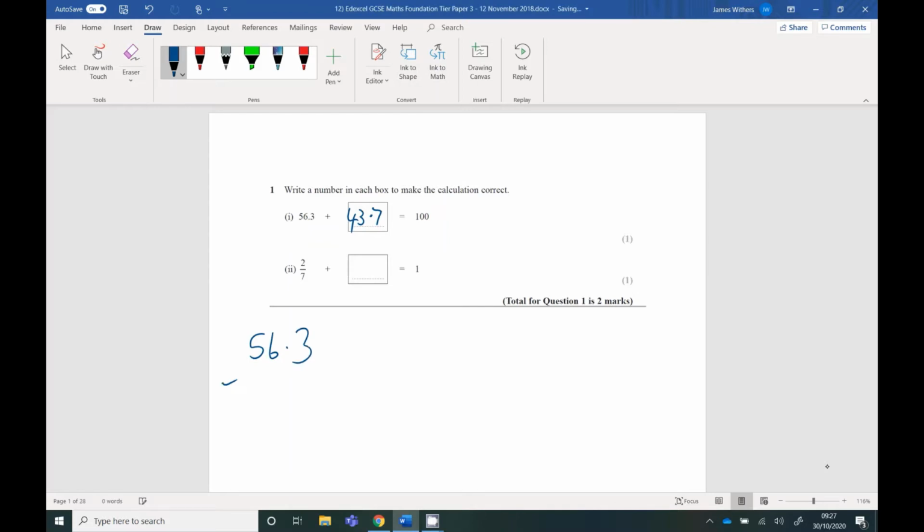56.3 added together with 43.7. 3 and 7 is 10, so 0 carry the 1. 6, 7, 8, 9, 10. And 5 add 4 and 1 is 10, so we do indeed get 100.